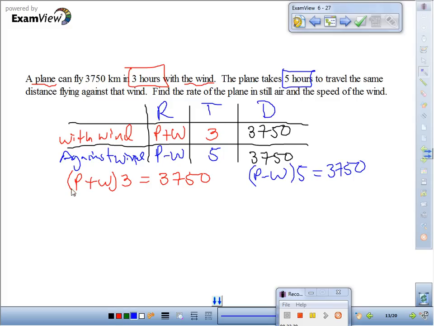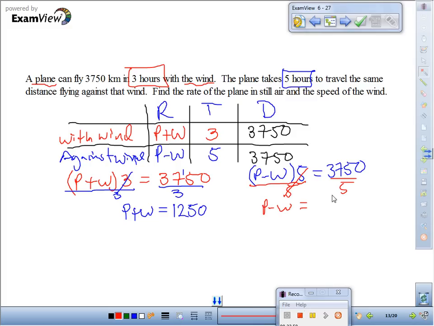To get rid of the 3, I divide by 3, divide by 3. We're left with P plus W equals, let's see, 3 fits in there, 1, 2, 5, and 0. All right? So now let's look at this one. What do I do here? Divide by 5, divide by 5. This becomes P minus W equals 750.